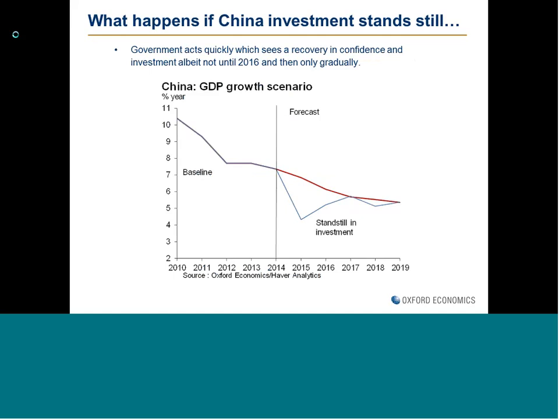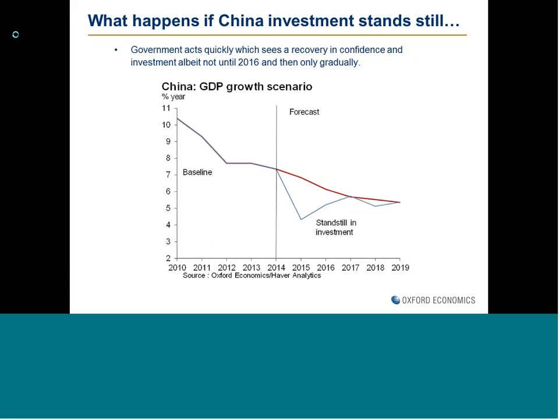Now, looking at the China investment standstill, we're assuming that investment as a whole would be flat in 2015. That's not to say that it would be zero across all sectors. Those that are more productive would continue to invest, but in the real estate sector, we'd expect investment to turn negative. But on balance, that would mean investment was zero for 2015.